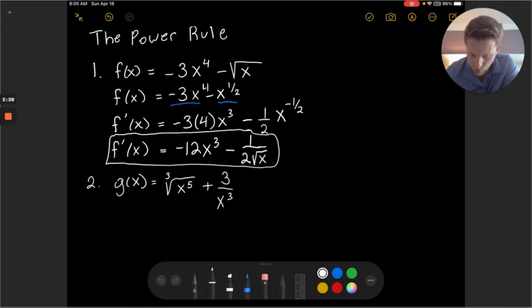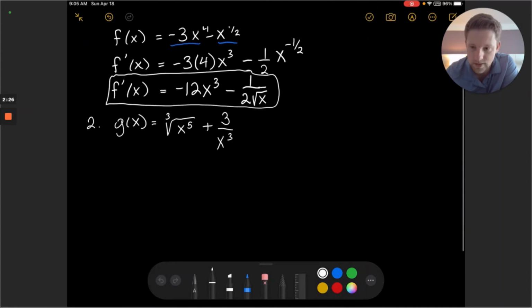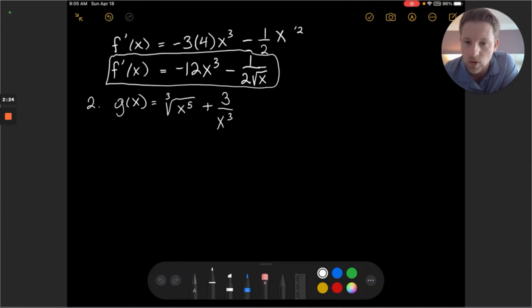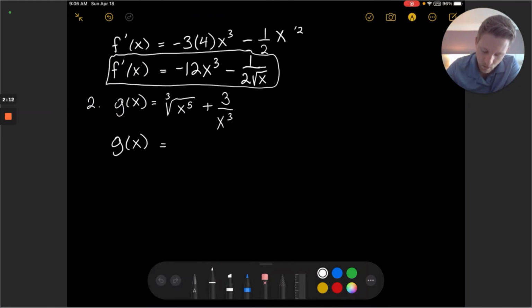Let's take a look at the second one. Again, I'm going to want to use a technique to rewrite the exponent powers. Before I start, this would be g of x. If I have the cube root of x to the fifth, we can rewrite this with x raised to the 5 over 3. That would be the equivalent rational exponent for that root. And we can rewrite our second term as 3x raised to the negative 3 power.